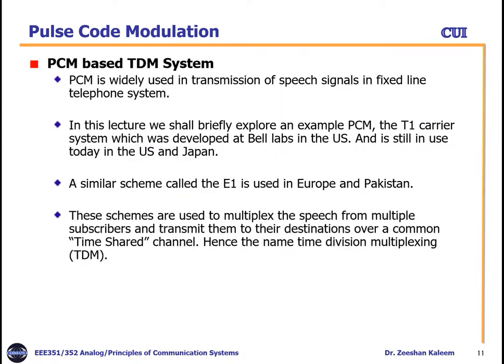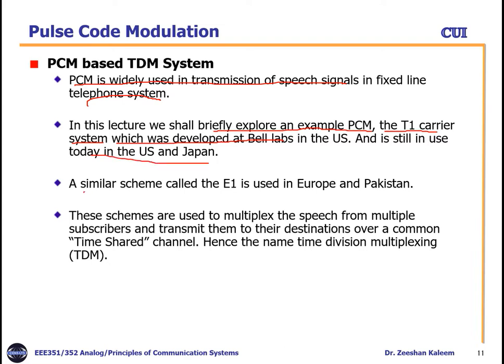Okay, let's go into detail. PCM-based TDM system. This is a practical system usually adopted in telephone lines. PCM is widely used in the transmission of speech signals in fixed-line telephone systems. For example, in our case it is PTCL, so we use PCM. In this lecture, we shall briefly explore an example of PCM, the T1 carrier system. There are two systems. The first one is the T1 system, which was developed at Bell Labs and is still in use today in the US and Japan.